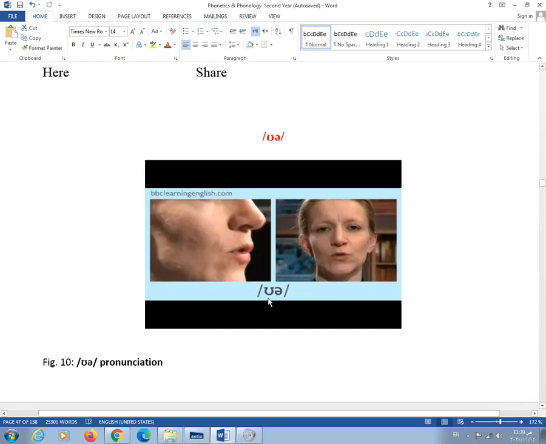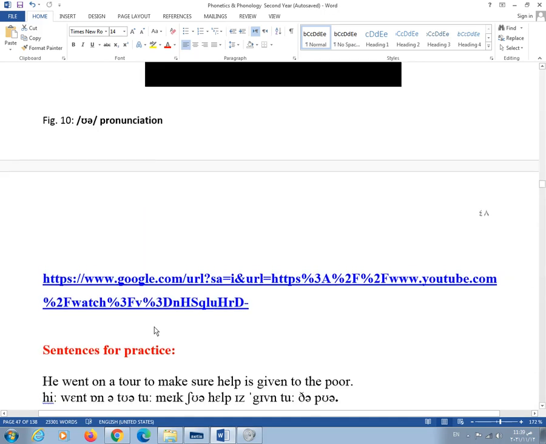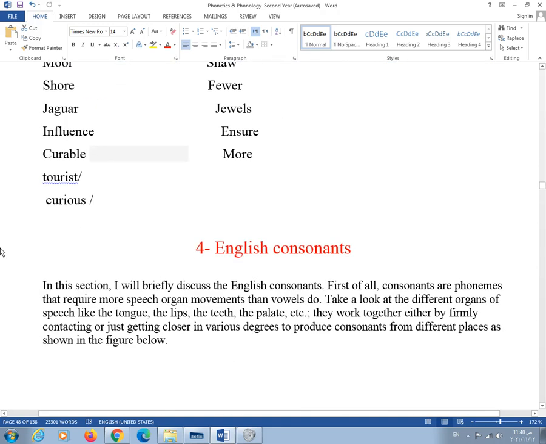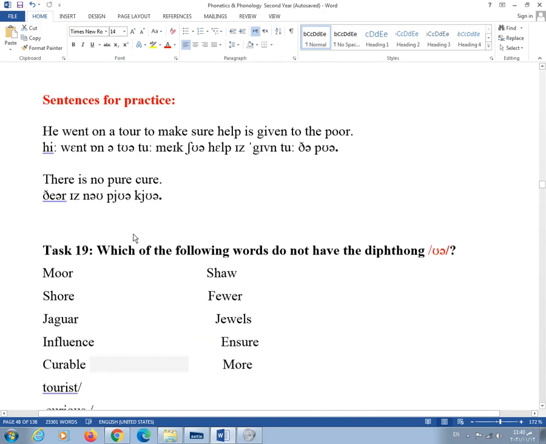Examples. Okay, he went on a tour to make sure help is given to the poor. There is no pure cure. Okay, of course there are examples and tasks, and you have to do all these tasks and exercises.